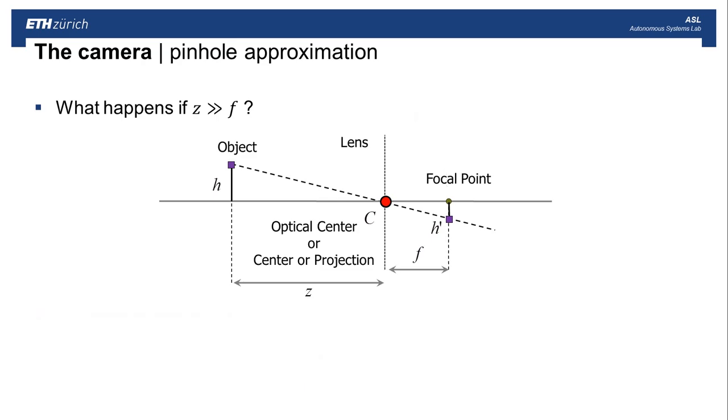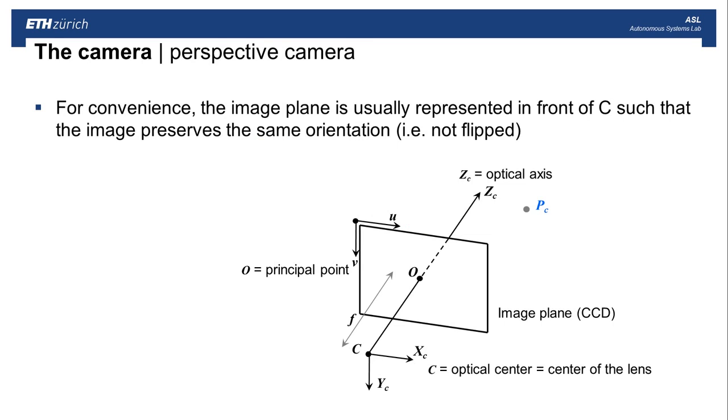With the pinhole approximation, you can notice that these two triangles are similar. And therefore, we can write that h prime over h equals f over z, which implies that h prime is equal to f over z times h. For convenience, the image plane is usually represented in front of the camera, such that the image preserves the same orientation, which means such that the image is not flipped. The image of a point is then found as the intersection of the ray from P to the optical center C.